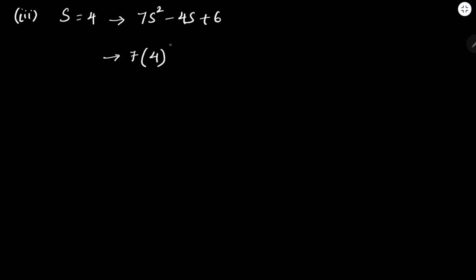Then 7 into 4 square, 4 into 4 plus 6. 4 square is 16. 4 into 4, 16 plus 6. So here, see, 4 square is 16. 4 into 4, 16 plus 6.